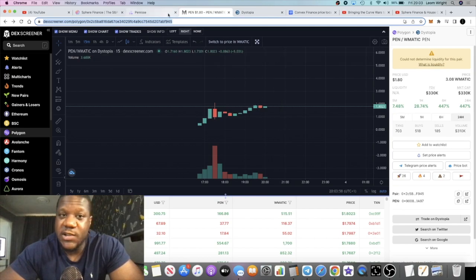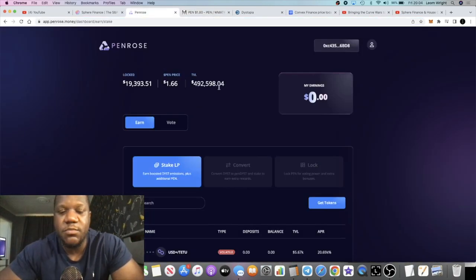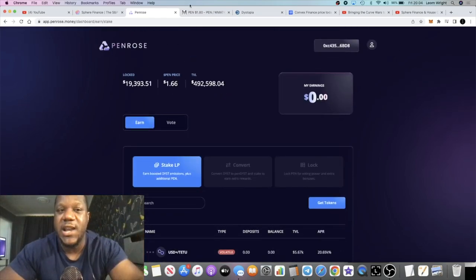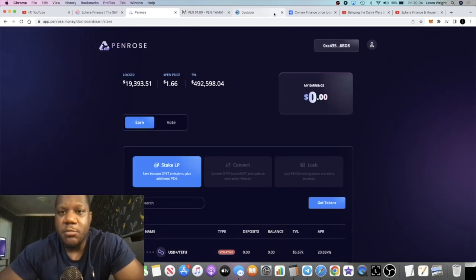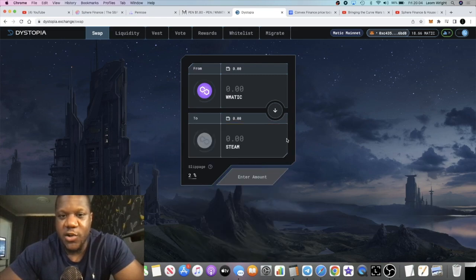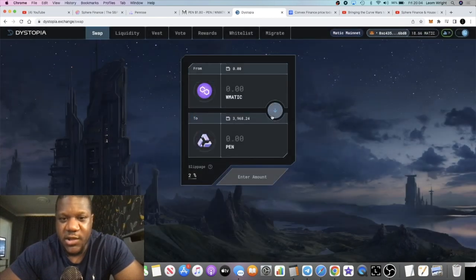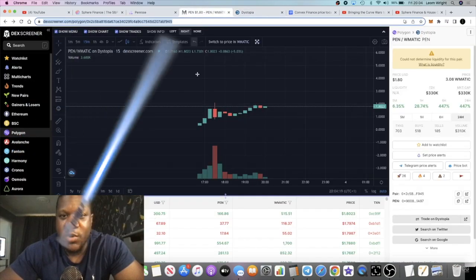So yeah, I just wanted to let you know about this. Let me know what you think in the comments, guys. I'm bullish on this. I think that's pretty clear right now. Bought a pretty decent sized bag of this token, and hoping for some serious gains on this token. As you can see, I've got 3,968 tokens. And you can pick them up while they're cheap, guys.